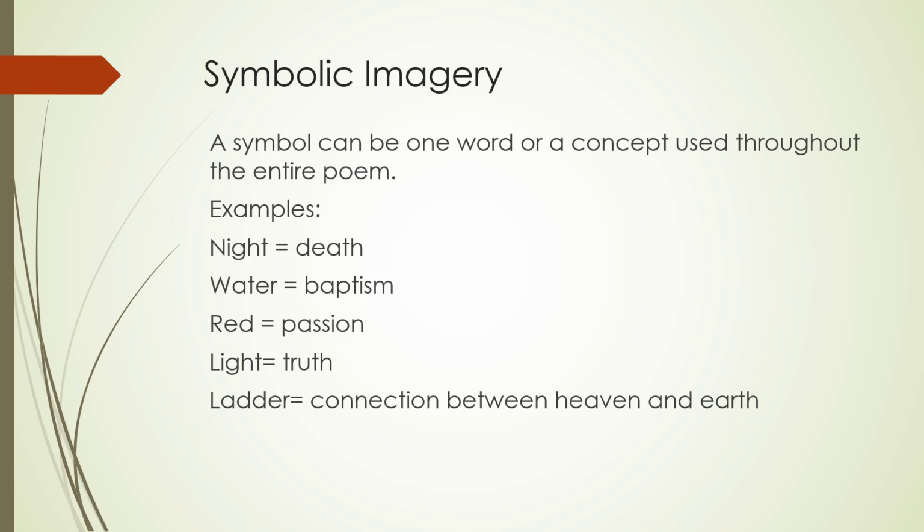Keep in mind when you're looking for imagery in a poem, a symbol can be one word or a concept used throughout the entire poem. Some examples would be night, sometimes is used as a symbol for death. Water can mean baptism. The color red can mean passion. Light can mean truth. A ladder can mean a connection between heaven and earth. That's not to say that night always equals death or that light always equals truth, but it's very common.